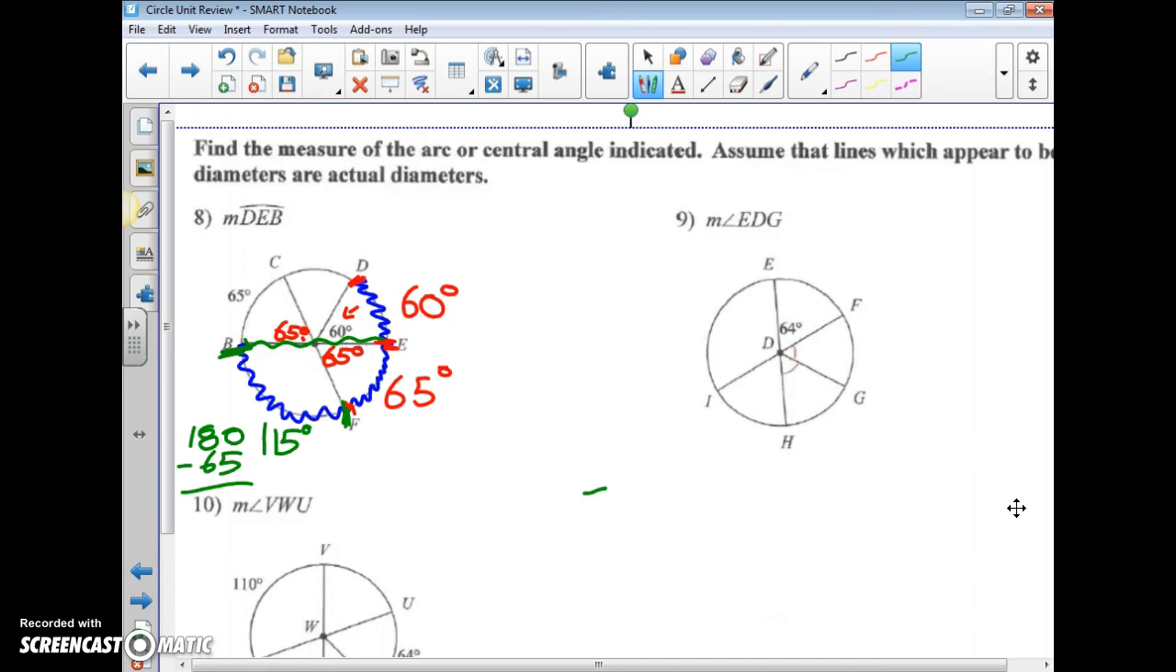Now I just need to total it up, right? So to get the measure of arc DEB, I need to take 60 plus 65 plus 115. Whenever I do that, I get that my final answer is 240 degrees for that arc.